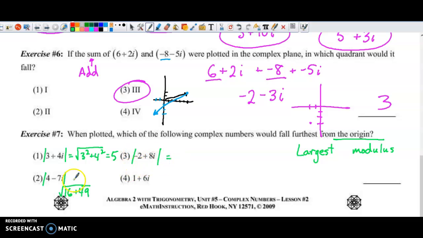It'd be the square root of 4 plus 64. All right, so that's the square root of 68. And comparing it to this one, that would be 65. And then this last one's also pretty small: 1 plus 36 is 37. So I'm going to commit to option 3. I think that one's the largest. And you should be ready for the homework now.